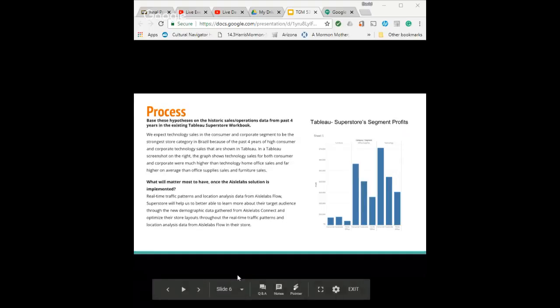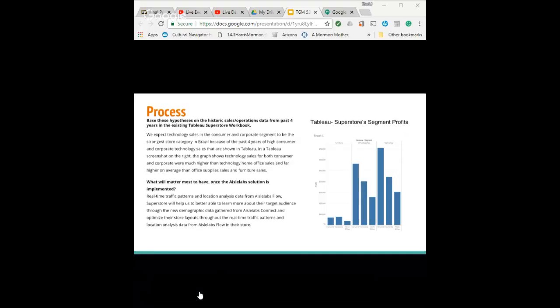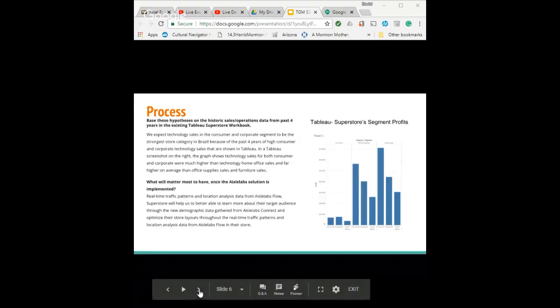What will matter most to have once the iLabs solution is implemented? Real-time traffic patterns and location analysis data from iLabs Flow in our Superstore help us learn more about our target audience through the new demographic data gathered by iLabs Connect, and optimize our store layouts.